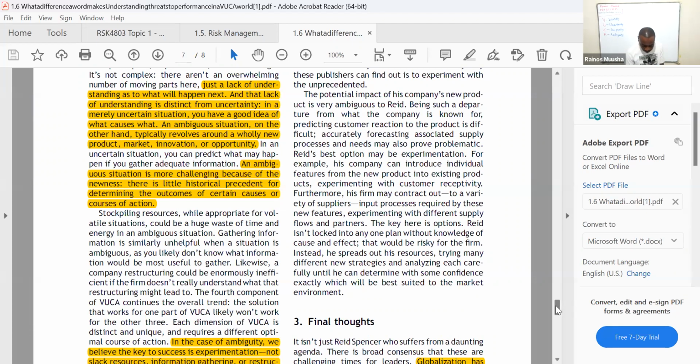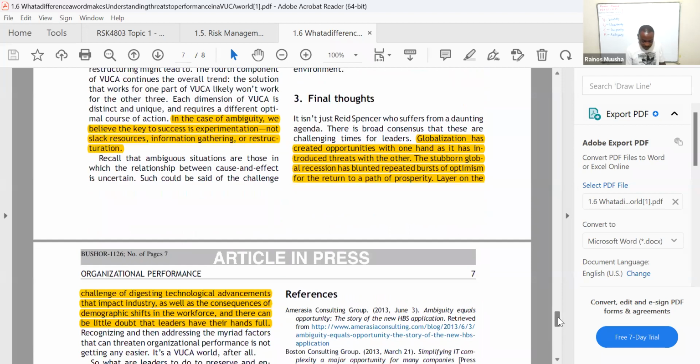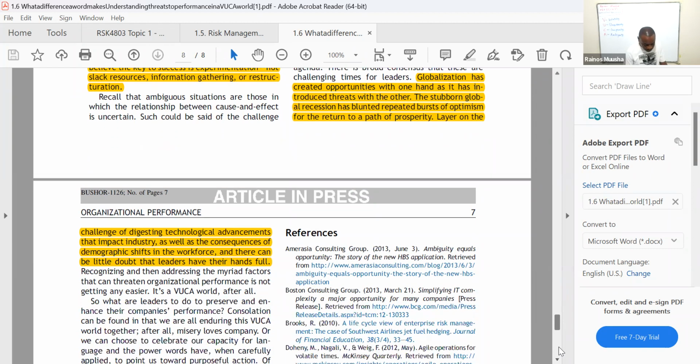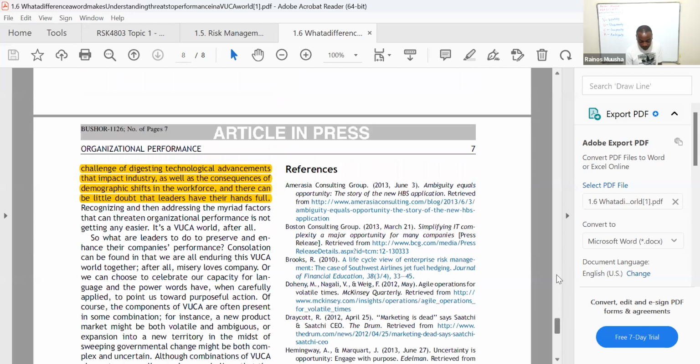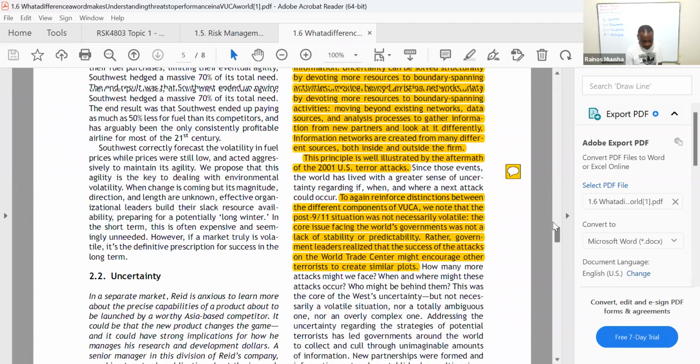So as a final thought, they say globalization has created opportunities with one hand as it has introduced threats with the other. The stubborn global recession has planted repeated bursts of optimism for the return to a path of prosperity. Layer on the challenge of digesting technological advancements that impact industry, as well as the consequences of demographic shifts in the workforce, and there can be little doubt that leaders have their hands full, especially when it comes to dealing with VUCA situations in this case.